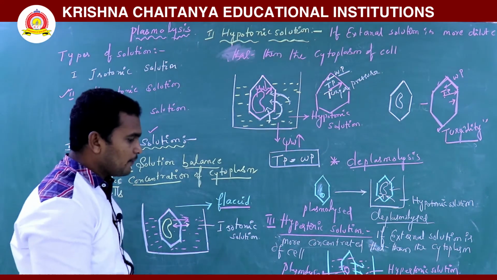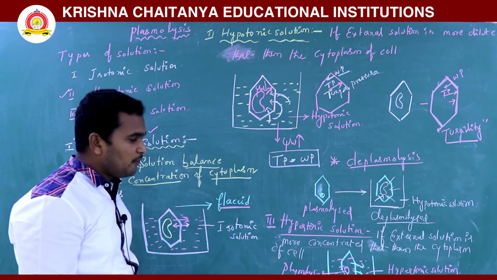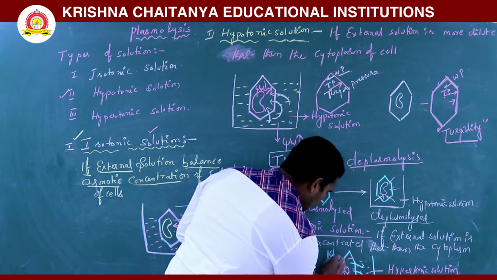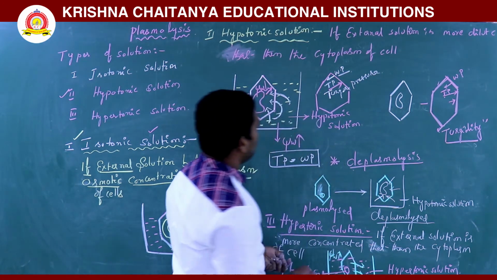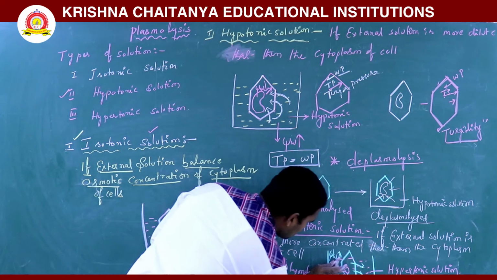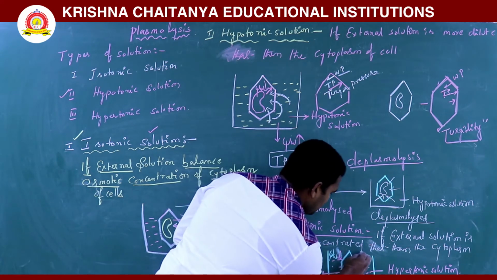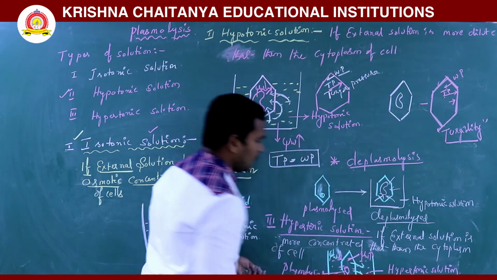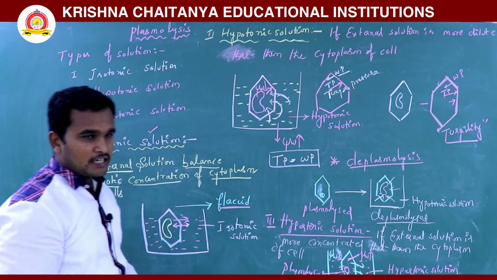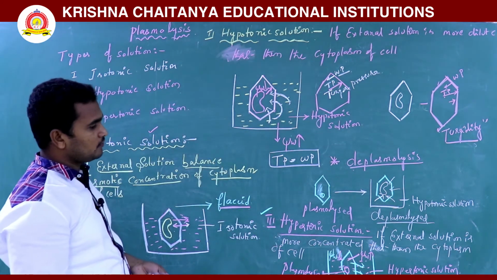Why? Because when you place a normal cell into the hypertonic solution, water moves from high concentration to low concentration. The concentrated solution has low water potential, but the cell has high water potential. So water moves from the cell to the external solution. That's why we are observing plasmolysis.